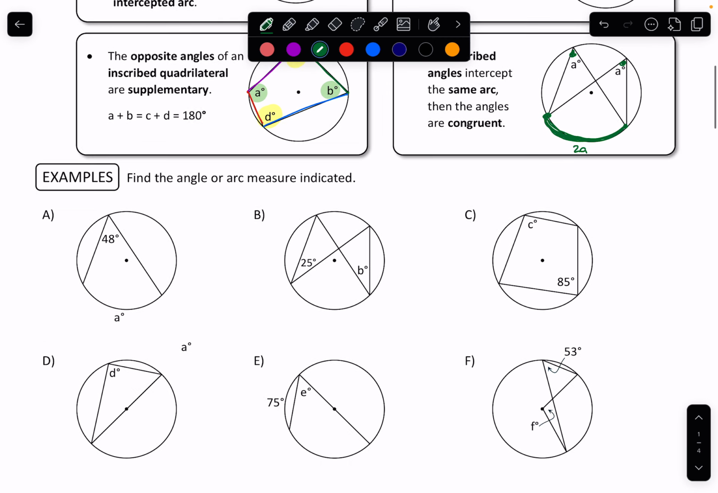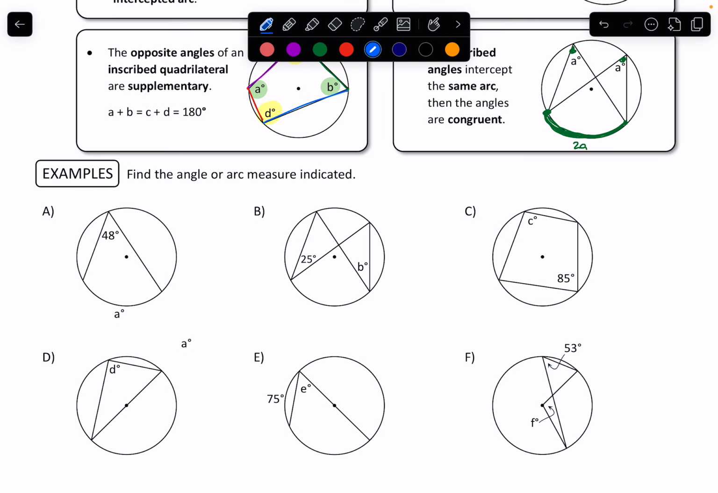Okay, so let's use some of this to try and do a little bit of math. And again, be patient with yourself. There's a lot of rules that you're trying to remember. There's a lot of things that you have to refer back to. And it's going to take a little while to get the hang of it. So example A, I've got an inscribed angle. It doesn't go to the center. It goes across the circle to the other side. And it has a measurement of 48 degrees. And it wants me to find the measurement of the arc that's connected to that inscribed angle.